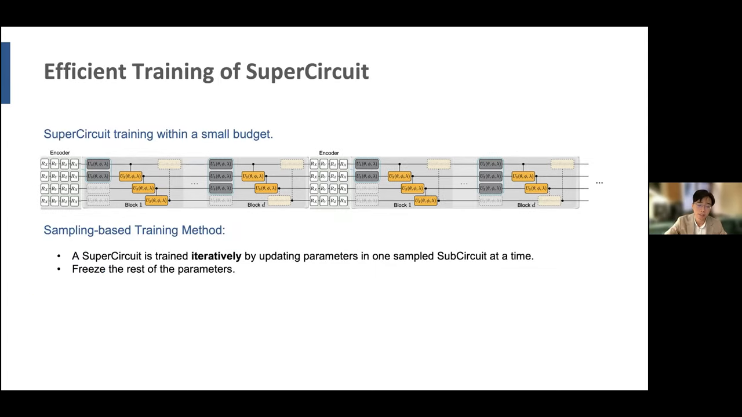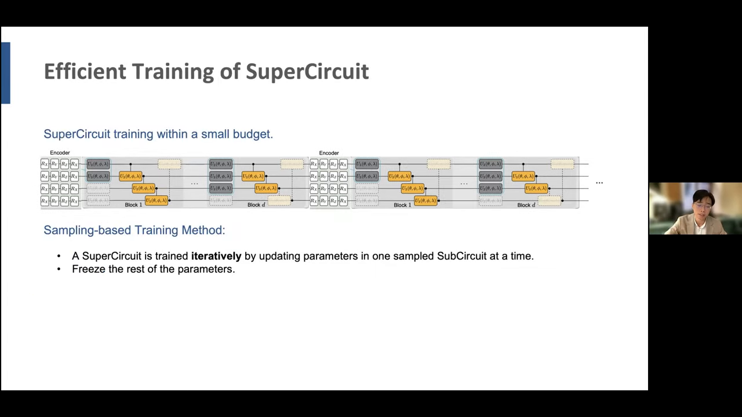So how can we train a super circuit within a very small budget? We need to be very strategic about how to define our sub-circuits enabled by the super circuit. For one, we need to prioritize training on some of the parameters over the others. Some of the gates are more important than the others. But it's also the case that the reason we do this type of sampling-based training method, where we only sample a subset of the gates to train, is really because it's very difficult to train a dense super circuit all at once. There are too many parameters, the training overhead is high, and the fidelity of the inference will be low if the circuit is too dense.